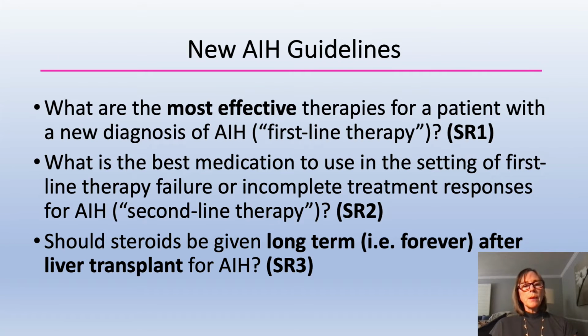So the three new autoimmune hepatitis guidelines that I'll be going over deal with the three PICO questions as follows. Number 1, what are the most effective therapies for a patient with a new diagnosis of autoimmune hepatitis? And this is also known as first-line therapy. Number 2, what is the best medication to use in the setting of first-line therapy failure or incomplete treatment responses? And this is known as second-line therapy. And finally, should steroids be given long-term, even forever or indefinitely, after liver transplant for autoimmune hepatitis?